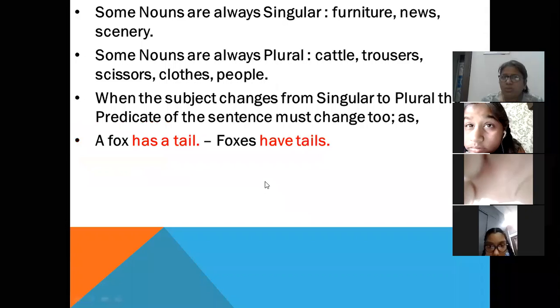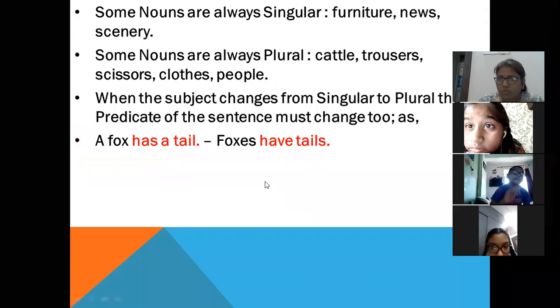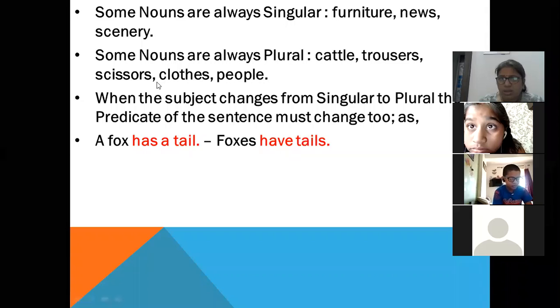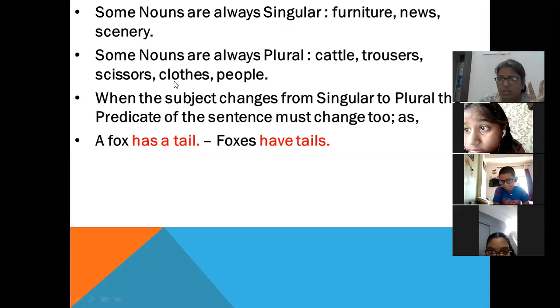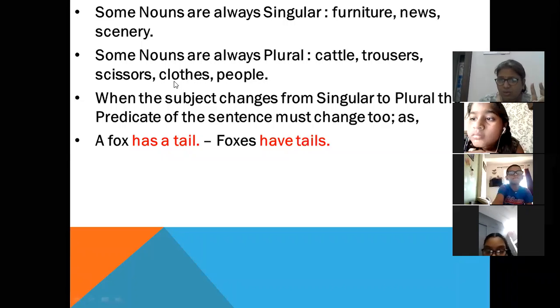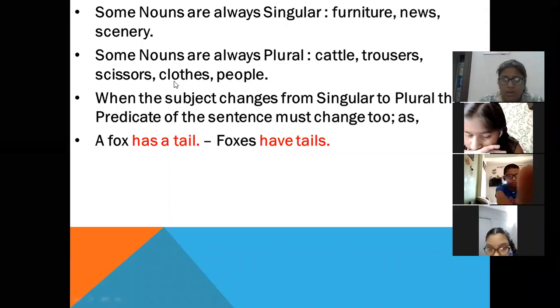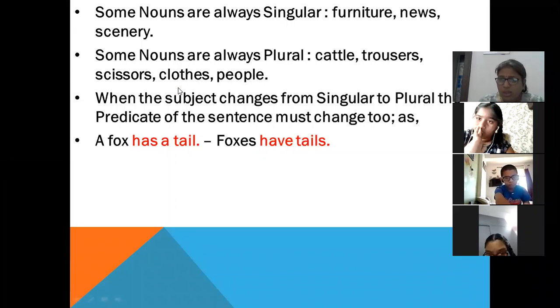Now, there are some nouns which remain singular. They do not come in plural form, like furniture, news, scenery. And some nouns are always plural, like cattle, trousers, scissors, clothes. They are plural only. We never say them in singular. When we are talking, give me scissors, you can't say give me scissor because it has two parts. Again, trousers, when we wear trousers, it has two parts. Same, clothes. You never say give me a cloth.